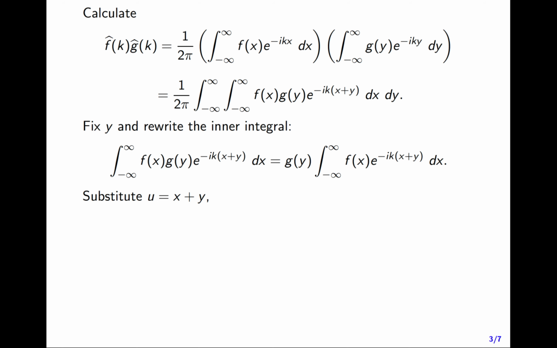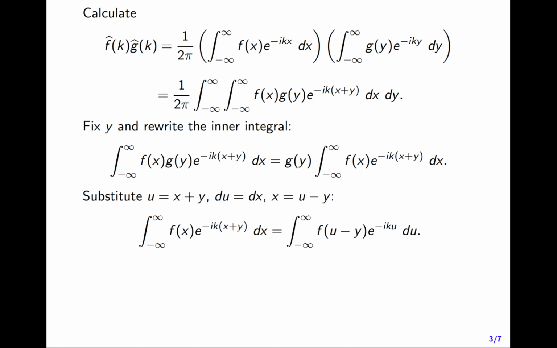Because now in that exponential I'm going to substitute u equals x plus y. So I'll get du equals dx. And then I can rewrite x equals u minus y. And this tells me that the integral from minus infinity to infinity f of x e to the minus ik x plus y dx is really the integral from minus infinity to infinity f of u minus y e to the minus iku du.